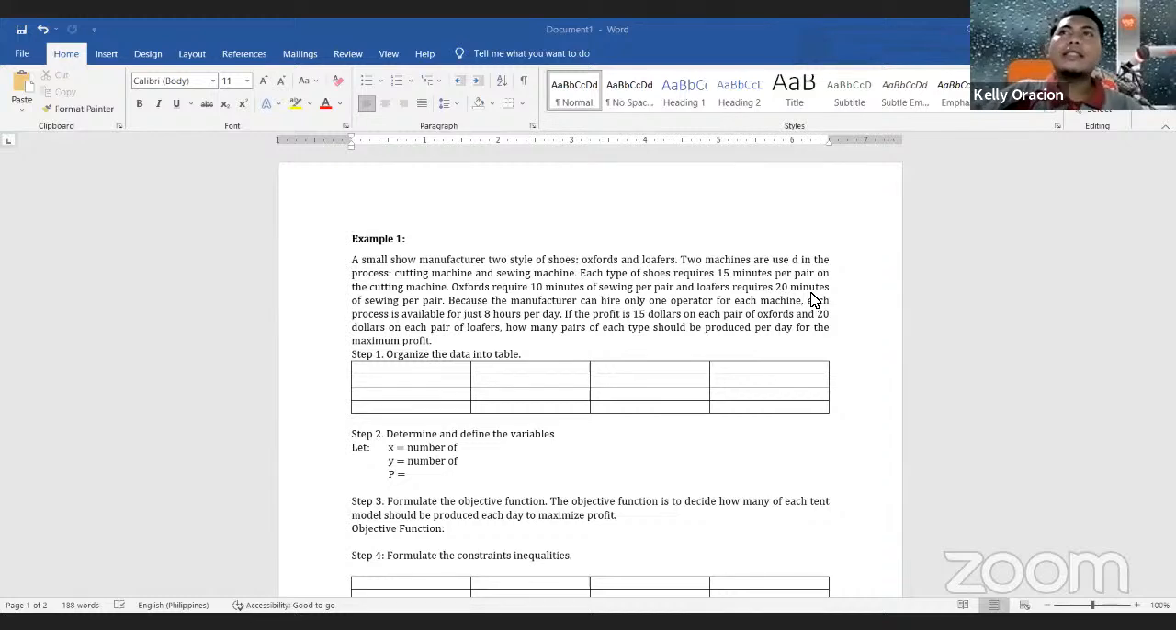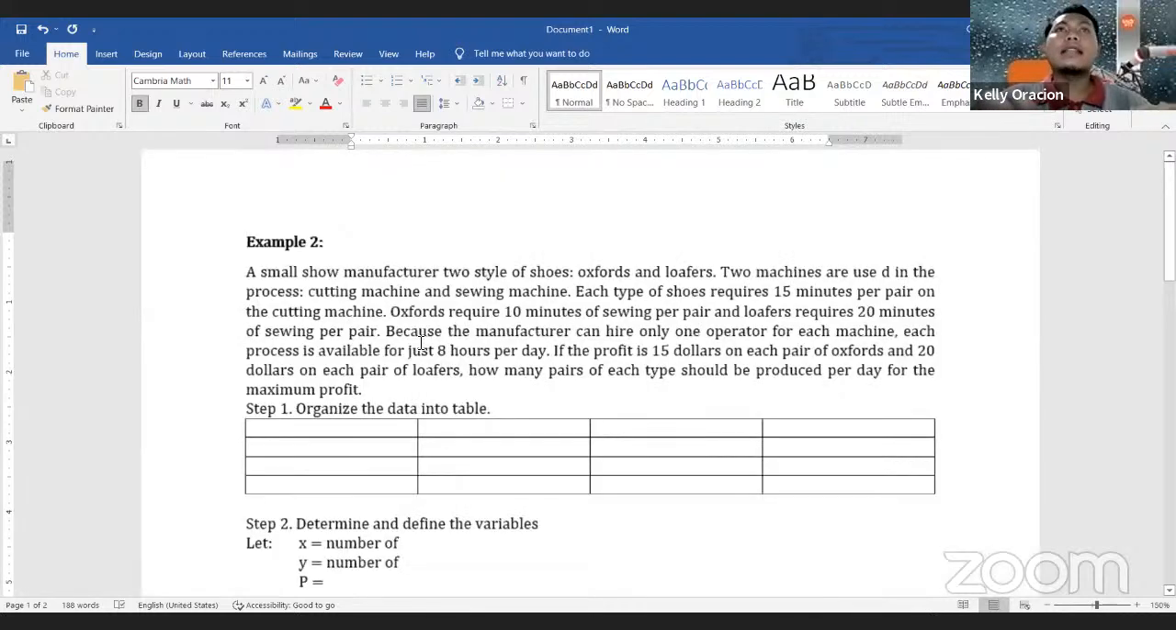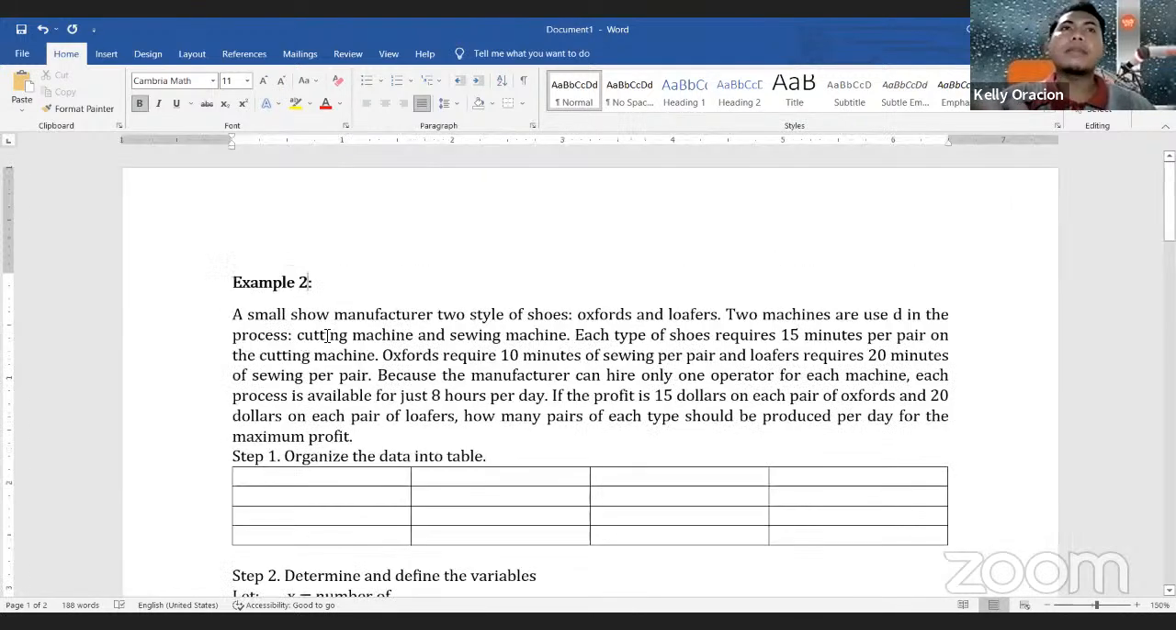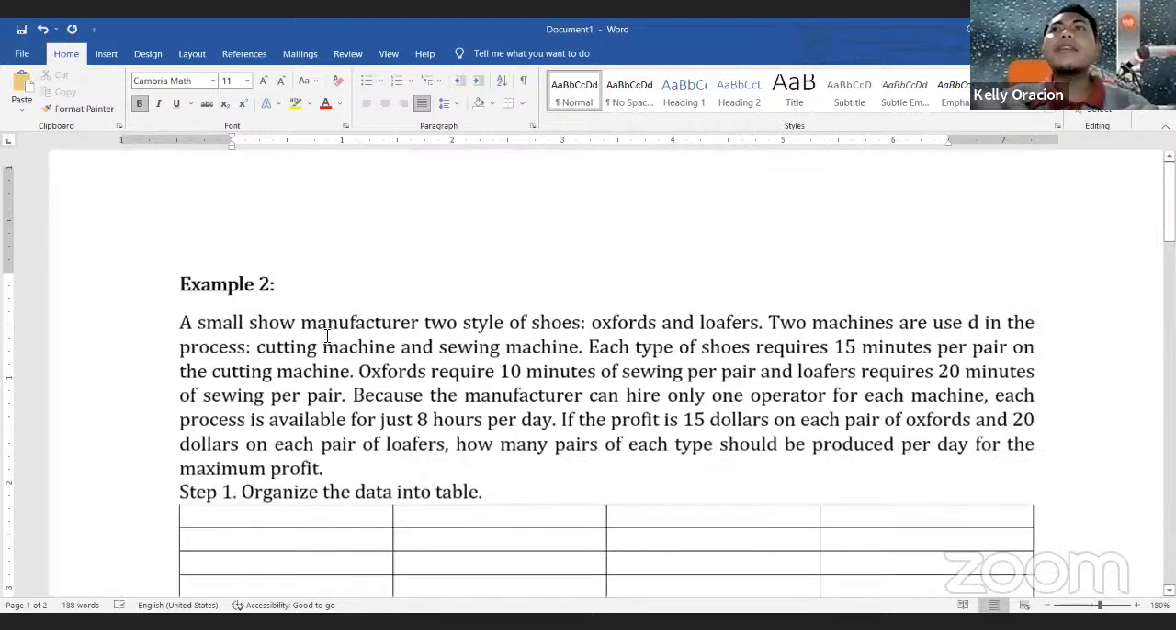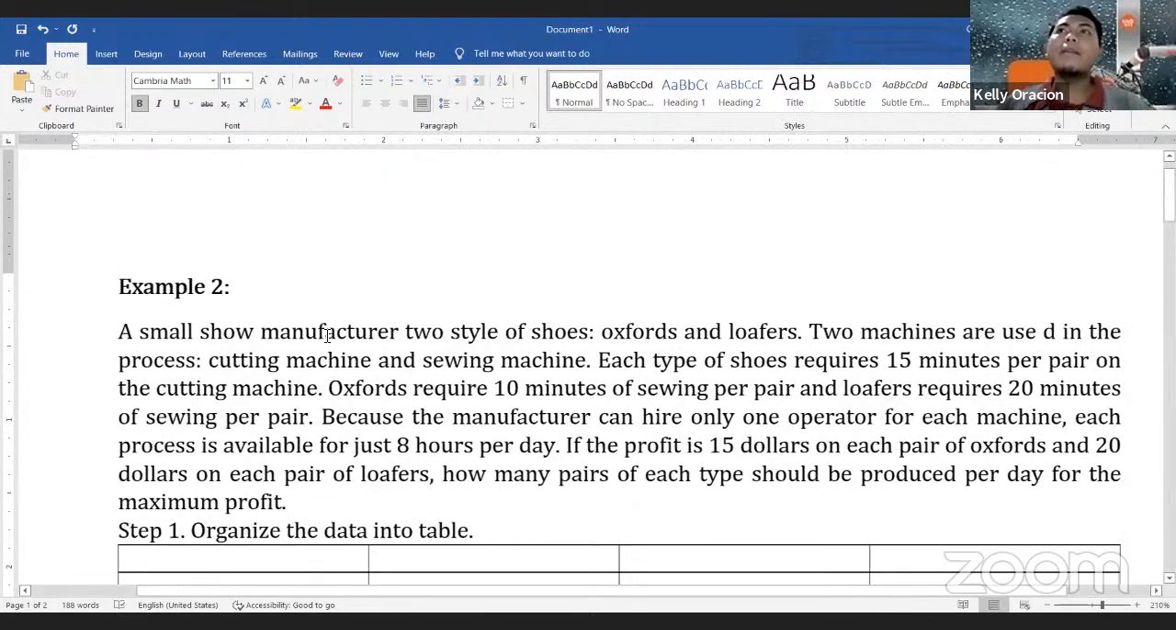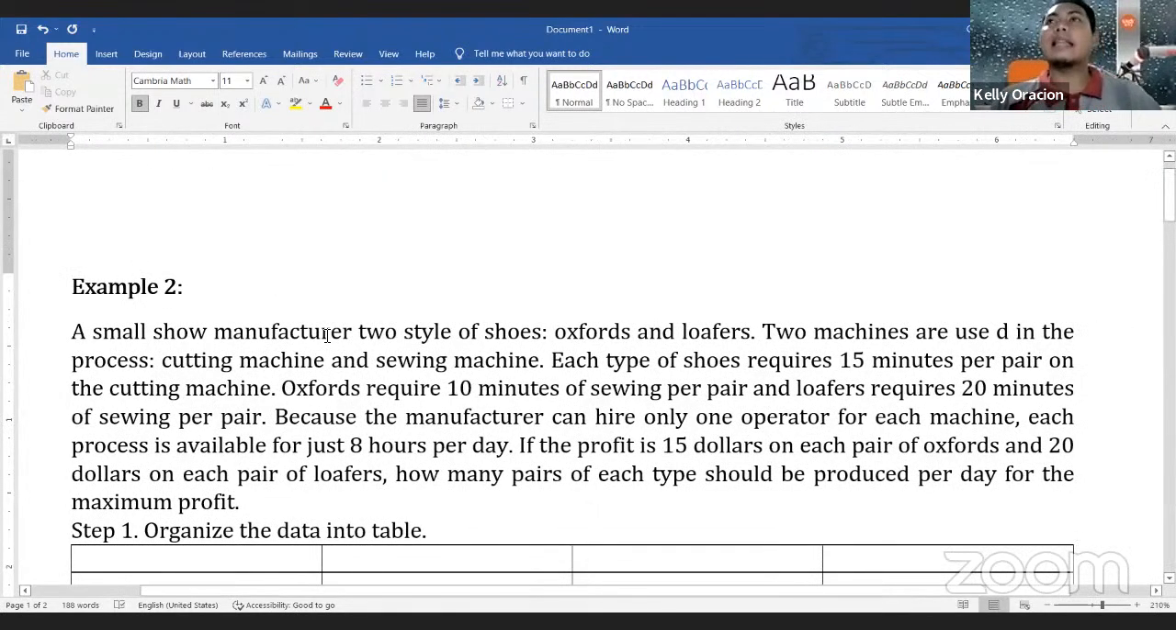Hello, students. Good day. For today's lesson, we are going to discuss the second example of linear programming. I have here a problem. By the way, this problem is related to what we discussed last time, example number 1. Let me read the problem to you.